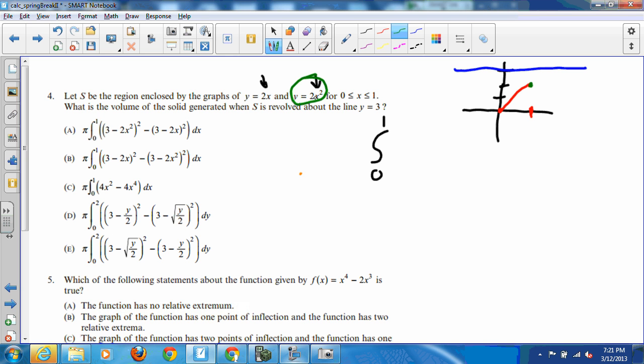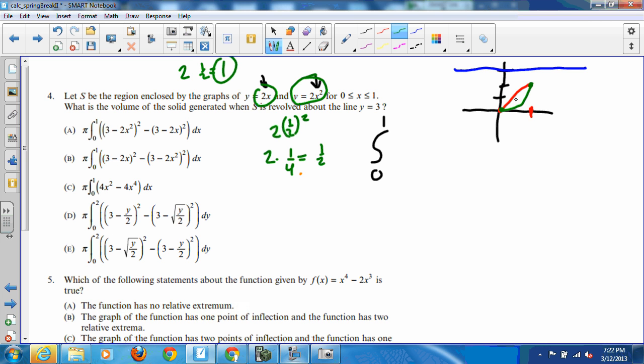You do need to know which one's on top and which one's on bottom. If you're not sure, you plug in a small value, say 1/2. 1/2 squared is 1/4. So in between at 1/2, it's going to equal what? 1/2 also, right? And if you plug in 2 times 1/2, you get 1. So the linear function is above the quadratic.